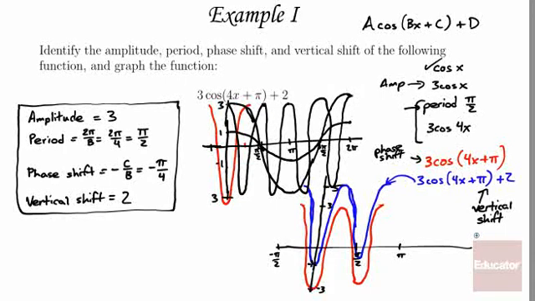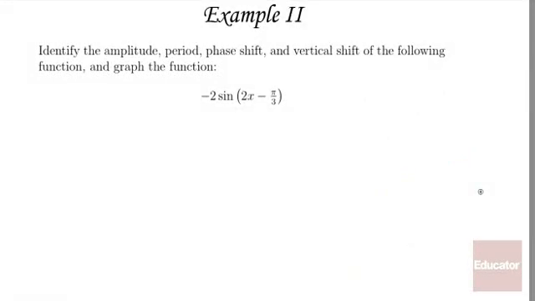Remember, it's important to do these in order. Amplitude, period, phase shift, vertical shift. If you do those out of order, then they'll mess each other up as you go along. So you really want to do those in order. You'll want to practice several of these, so let's get moving on another example.